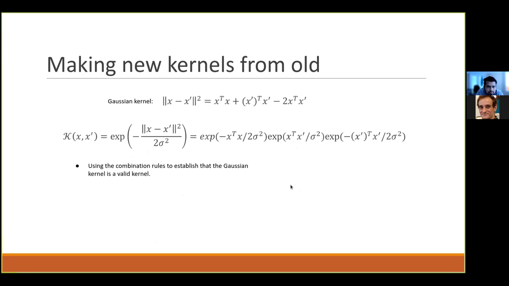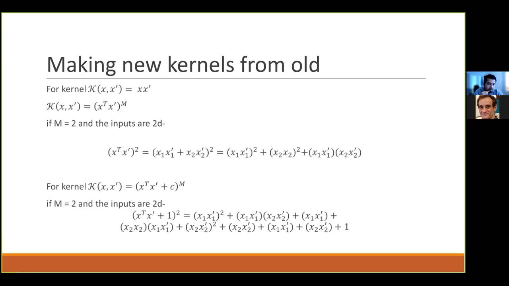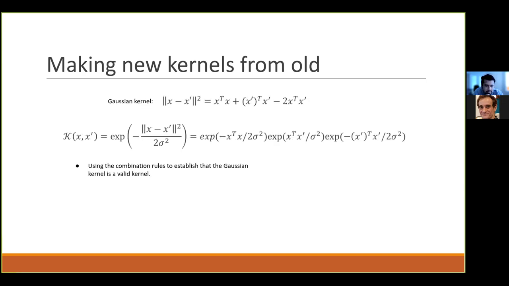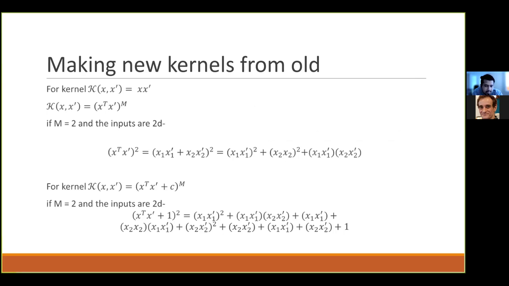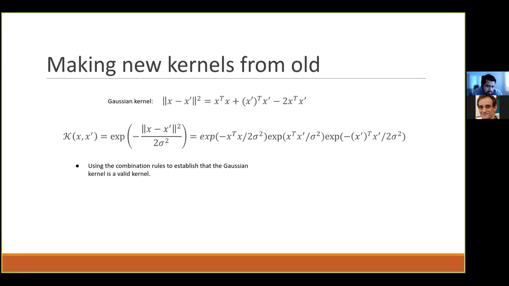So here's another example of combining variable kernels. Here we can see a Gaussian kernel. We can use this pattern of combining variables to prove that a Gaussian kernel is also a Mercer kernel. Here we can see this Gaussian kernel expanded, and then we can express it in the second line, and the second line proves that it's a valid kernel. Mercer kernels are very complicated.